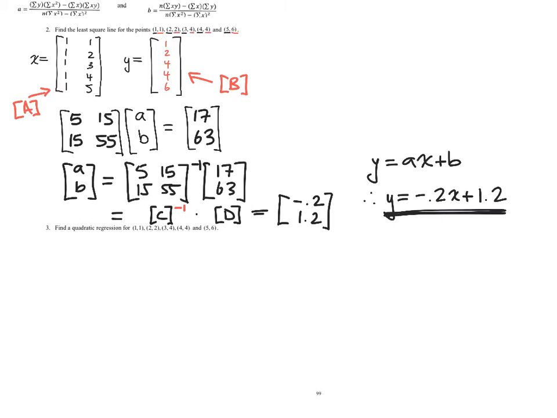I missed something. 1, 2, 4, 4, 6. Okay, so that's fine. So I typed in a 6 in the last one for some reason.